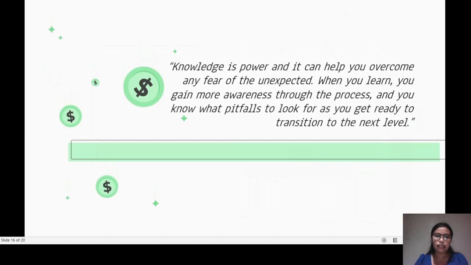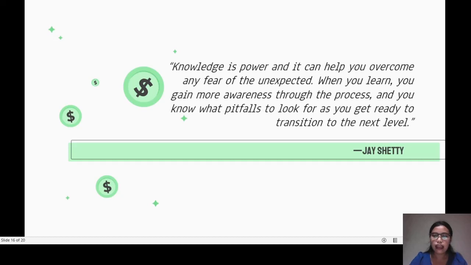So another is a quote from Jay Shetty. Knowledge is power and it can help you overcome any fear of the unexpected. When you learn, you gain more awareness through the process. And you know what pitfalls to look for as you get ready to transition to the next level. So all in all, the contemporary world is all about awareness. Awareness of what is happening in the world all across the globe and even outside the world.